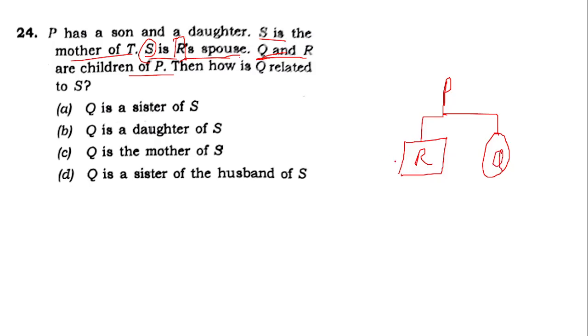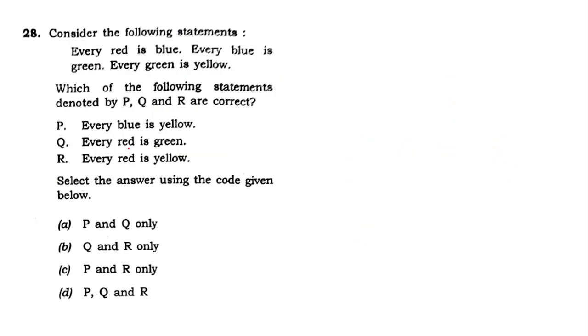Okay. So S is R's spouse. So S is the wife of R. And S is the mother of T. And Q and R are children of P. This is done. Now the question is how Q is related to S. Q is the sister-in-law. Yes. Q is the sister of the husband of S. Husband of S is R and R's sister is Q. Option D is the correct answer. So quite straightforward question, easy question.